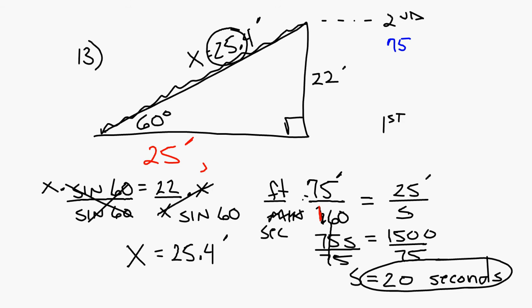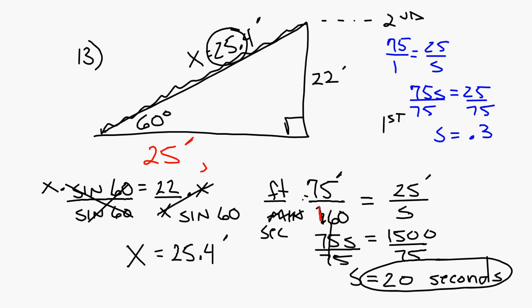If you do 75 over 1 minute equals 25 over your time, crisscross multiply, so 75t equals 25. If you divide by 75, then your time, 25 divided by 75, is 0.3. So it travels 25 feet, but it takes how long to the nearest tenth of a minute? So it's going to be 0.3 minutes. All right, so read the question carefully. If they ask for your time in minutes, keep your ratio in minutes. If they ask for the time in seconds, then you can convert your ratio to seconds.